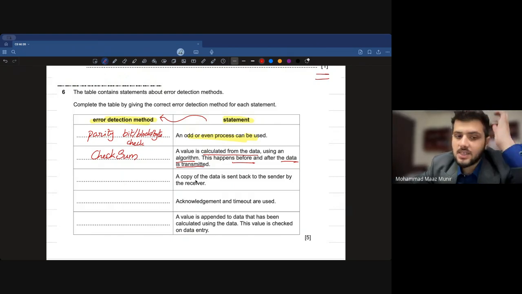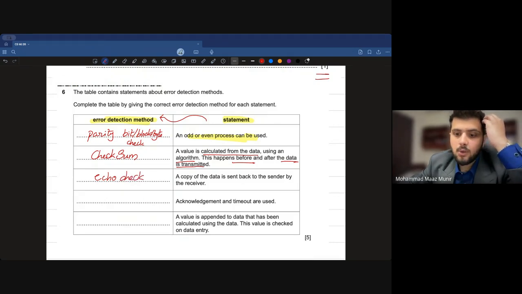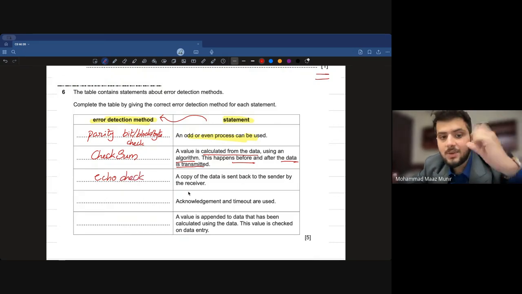So the third part says a copy of the data is sent back to the sender by the receiver. It's the same tractor example which we just did. So the data goes and it's again resent and then compared. This is basically echo check. The fourth one says that we have an acknowledgement and timeout.